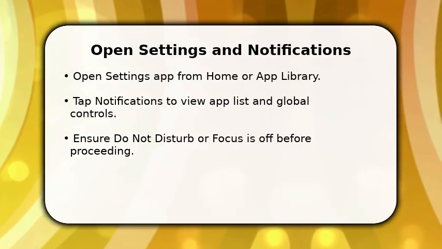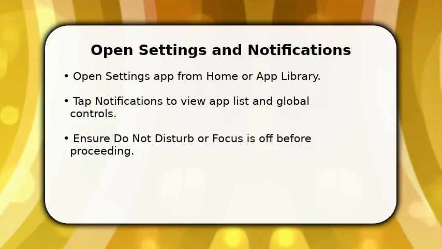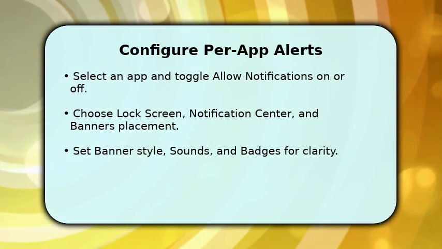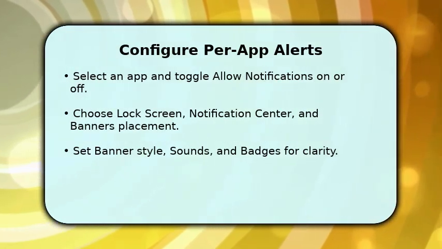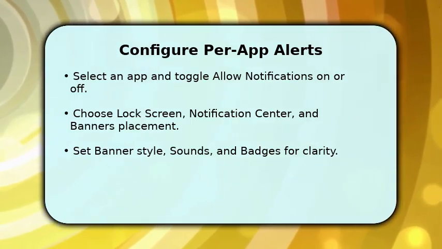Make sure system sounds are enabled in sounds and haptics so you can hear incoming notifications, and then select the first app you want to configure. Now you configure each app so it notifies you the way you prefer. Tap an app, turn on Allow Notifications, then pick where alerts appear.